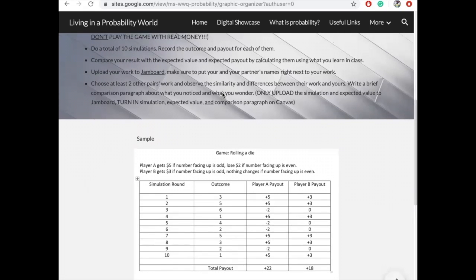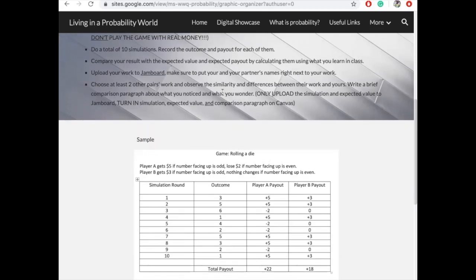Make sure to put your name and also your partner's name next to your work. You can choose 2 other pairs' work and observe the similarities and differences between their work and yours. For example, are there any similarities that you guys share in payouts?